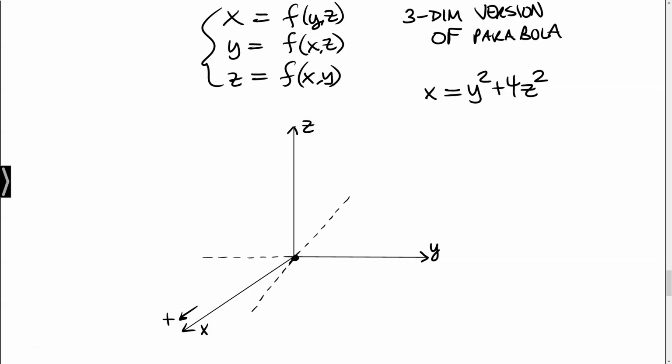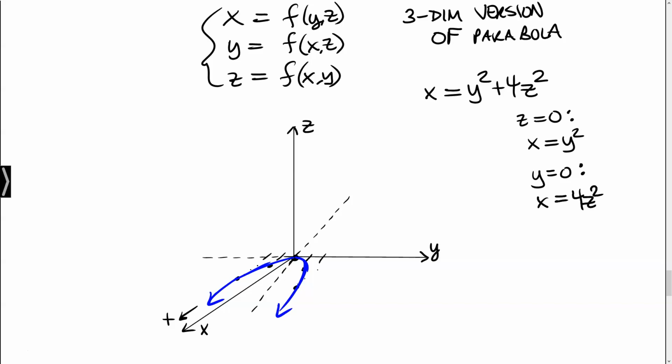Let's say if we set z equal to 0, we get x is equal to y squared. Okay, so that's telling us that in the xy plane, we just get an ordinary parabola. We also get a parabola. We get x equals 4z squared.